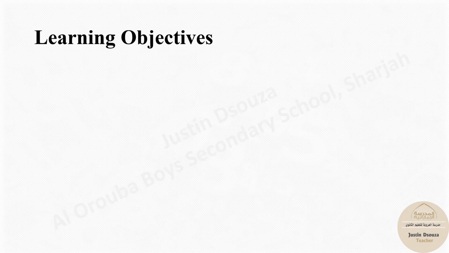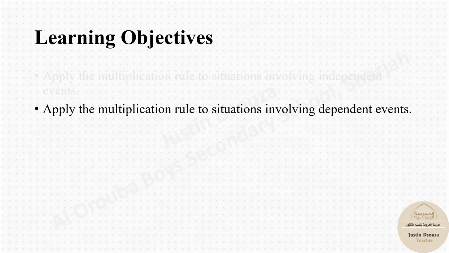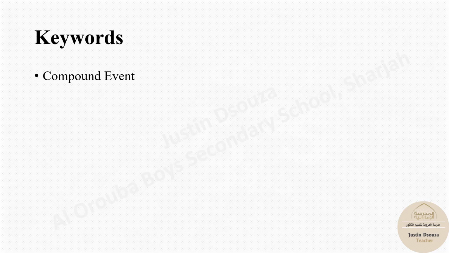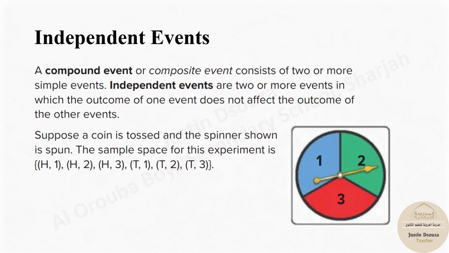The learning objectives of this lesson are to apply the multiplication rule to situations involving independent events and the same thing to dependent events. Now, we will look into what independent and dependent events are in a while. The keywords are compound event, independent, and dependent events. Now, let's look into the lesson here.